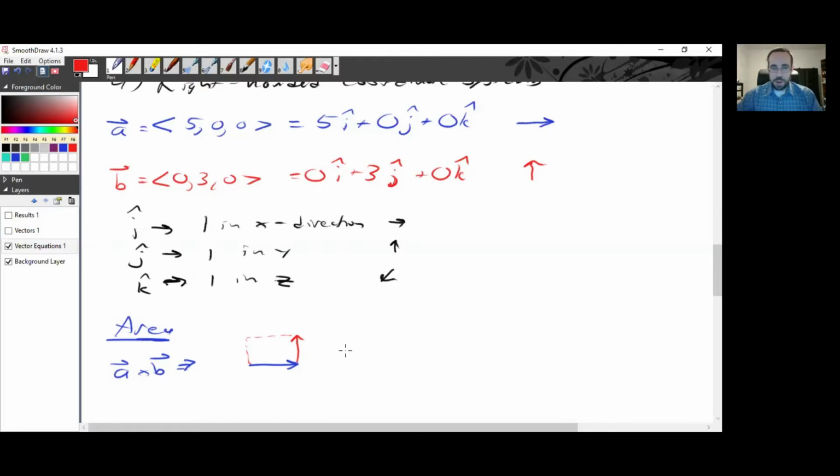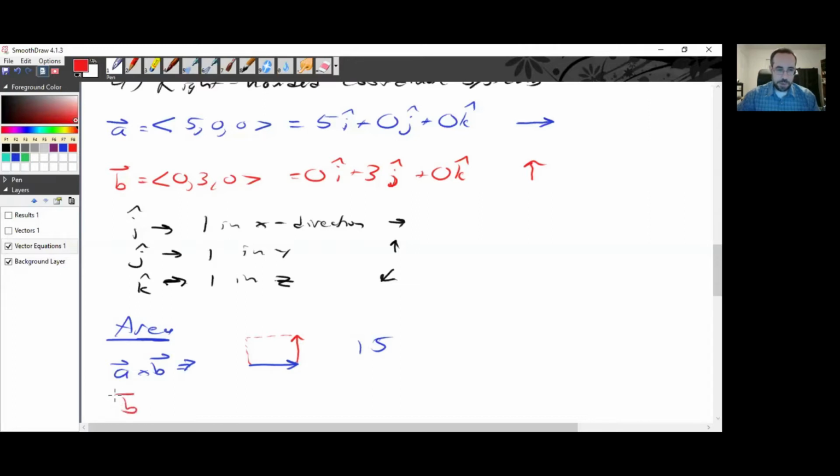It has a value of 15, right? Let me do this in blue. So this has a value of 15, 5 times 3. But you may have heard that order of multiplication matters when we're doing cross products.